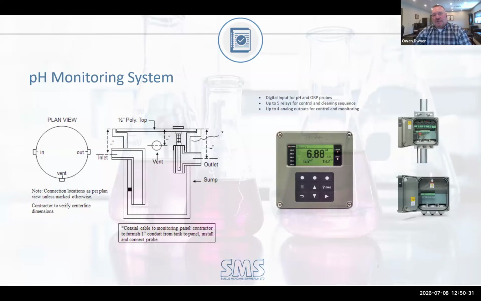So talking neutralization. How do you prove or how do you maintain or how do you alarm if there is anything going on in the system? Very often there's going to be a pH monitoring system, especially if you're doing a central system. It's cost prohibitive to put a pH monitor underneath every sink.